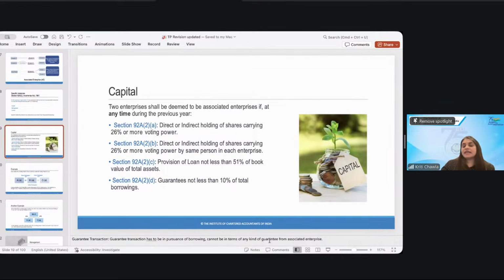Now, this particular guarantee transaction, you have to remember, this has to be in pursuance of borrowing. It cannot be in terms of any other kind of guarantee from associated enterprise. It has to be guarantee in pursuance of borrowing.